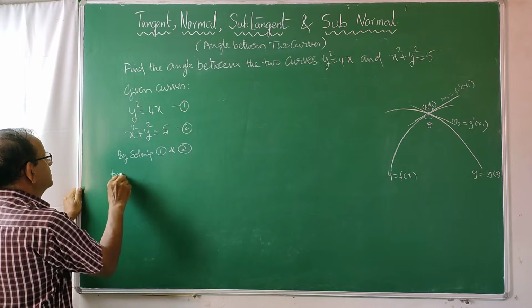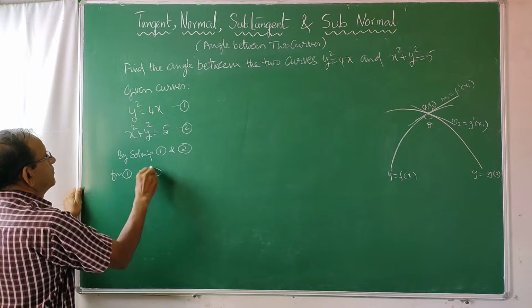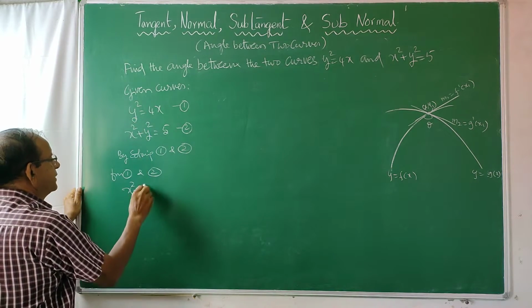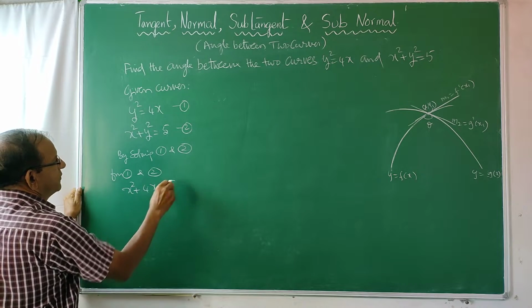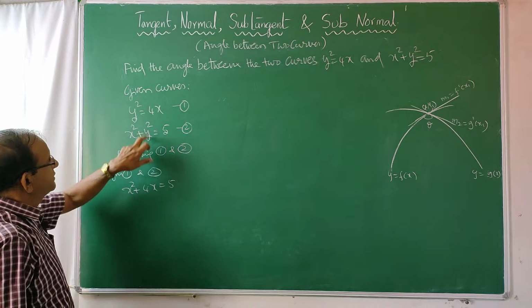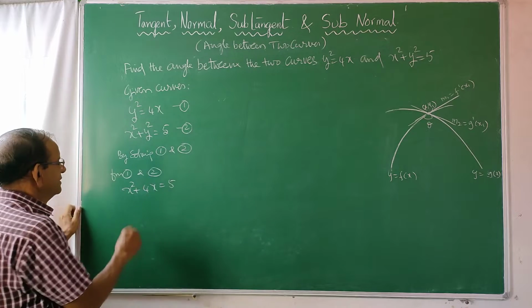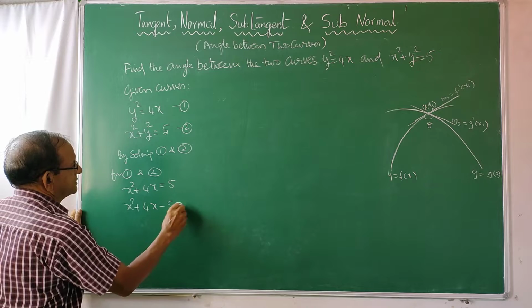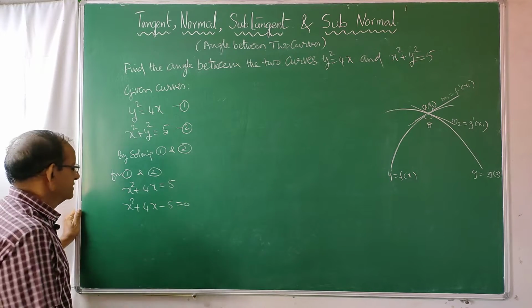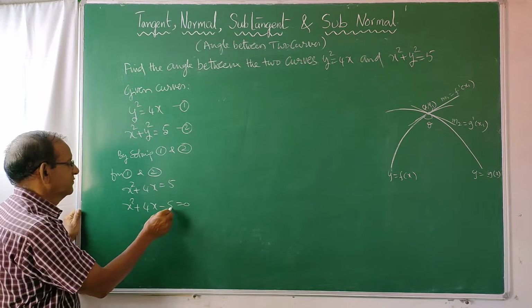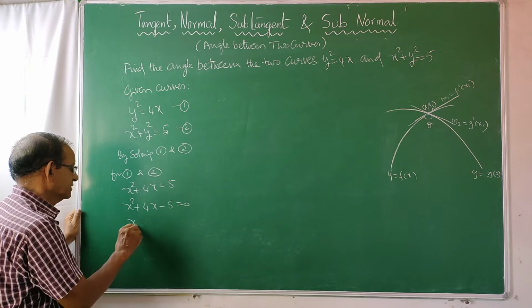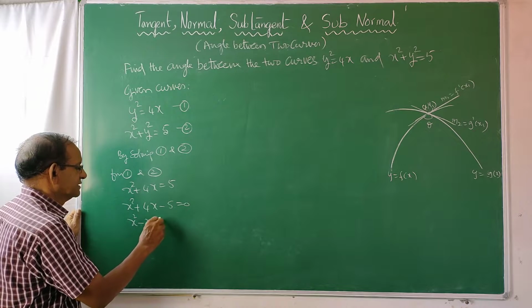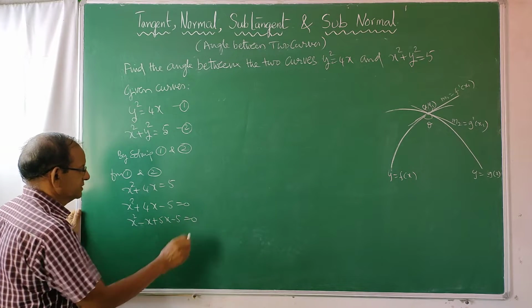From 1 and 2, x square plus y square is 5, but y square value is 4x, so x square plus 4x is equal to 5. In place of y square, I wrote this 4x. Bring it to the left side: x square plus 4x minus 5 is equal to 0. To factorize this, 5 into 1, minus 5, so x square minus x plus 5x minus 5 is equal to 0.